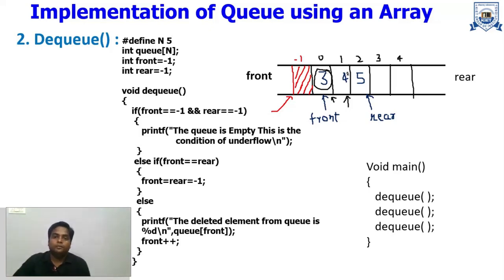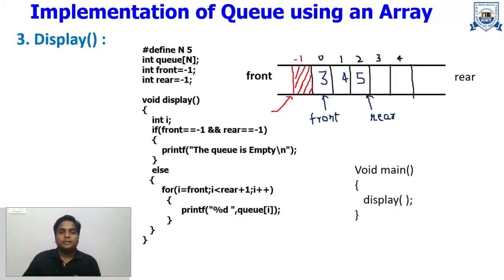Again, if we want to perform the DQ operation, first of all we check whether the queue is empty or not. In this case the queue is not empty, then we check whether only one element is there, but right now we have 2 elements, so front is not equal to rear, and this condition is also false. Then we print this value and increase the value of front, that is front plus plus. In this way the DQ operation is performed.